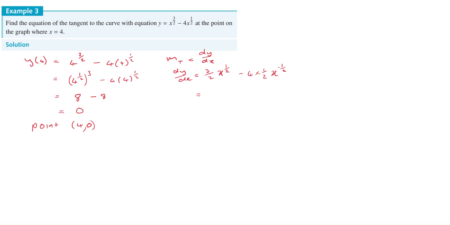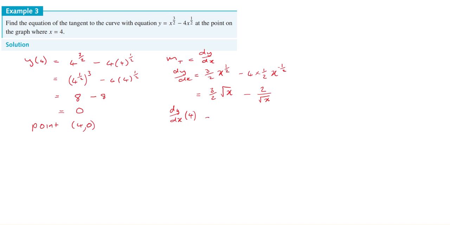That'll be easier to write without all the indices. So we've got 3 on 2 by the square root of x. 4 times a half is 2, and it's going to be 2 over the square root of x. Remember, the negative means that it'll go on the bottom, it's 1 over, and the half is square root.